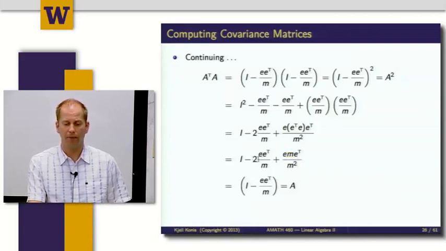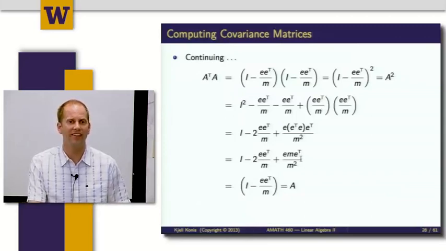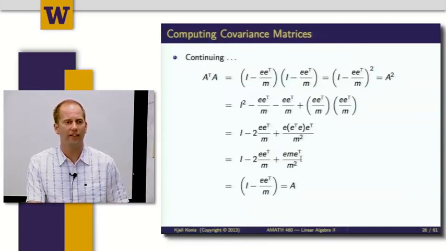And what I'll end up with is I minus 2 times EE transpose over M plus EE transpose over M, which is I minus EE transpose over M, which is equal to A. So this matrix A has two neat properties now. If I pre-multiply a vector by A, it subtracts the sample mean from each element of my vector. And it also has this, well, I think it's a neat property, that A squared is equal to A.